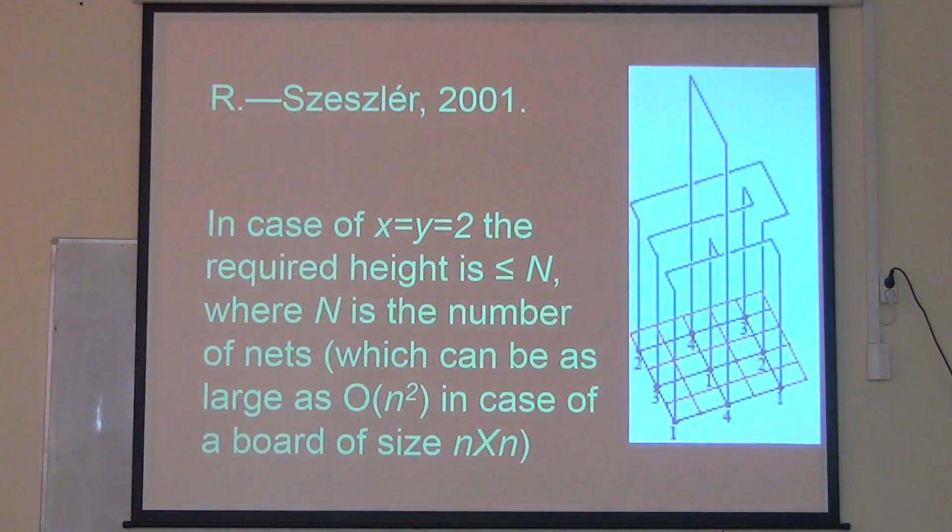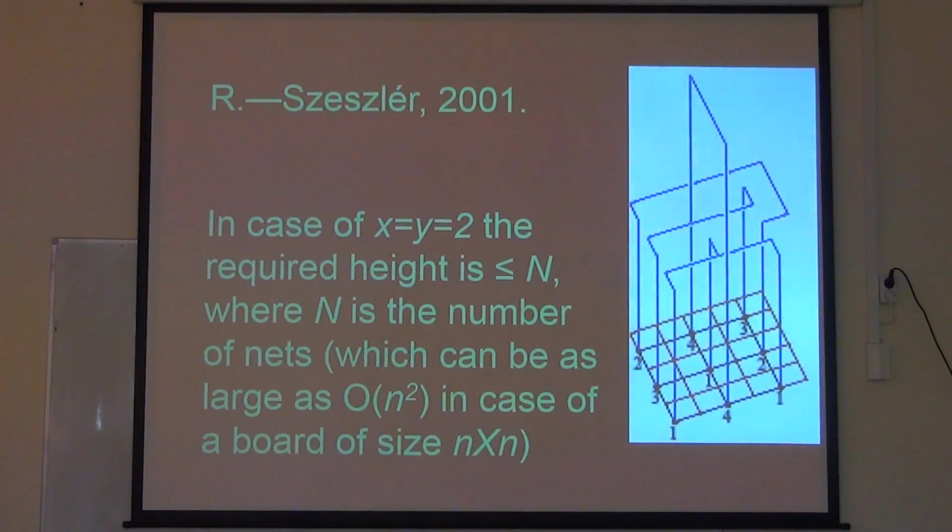Now in this case, we could prove with Szeszlér that if both x and y are at least 2, that means if we allow spacing in both dimensions, then we can solve everything. Moreover, if n by n is the size of the single active layer, then we can do the routing with height less than or equal to the number of nets. This is basically trivial, because if you have no better idea, then you simply use an extra level for an extra net, and all that you have to do is making such half-unit steps to avoid crossing. So this is trivial as long as we have height less than or equal to n.